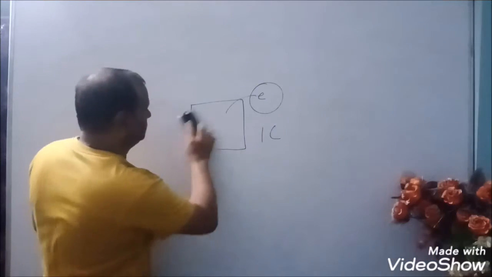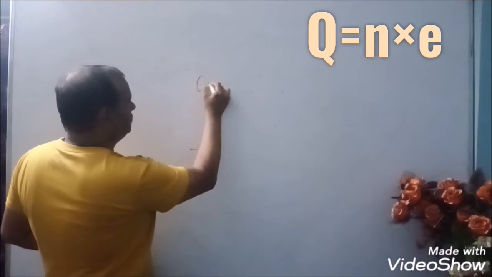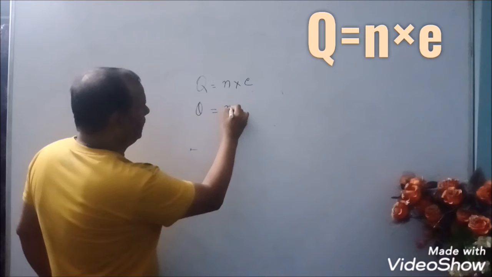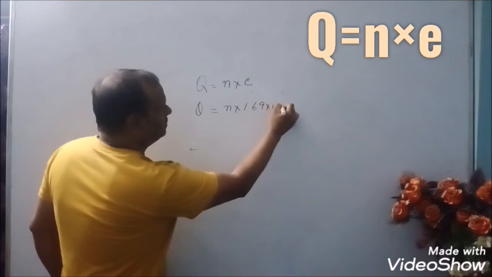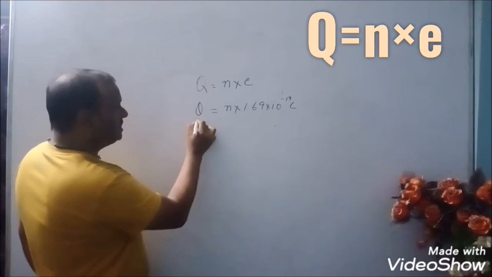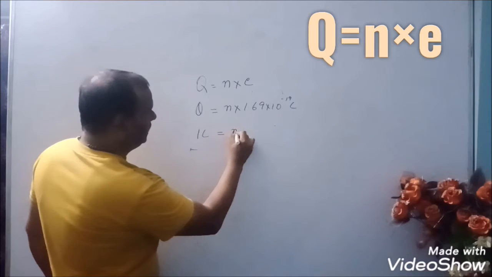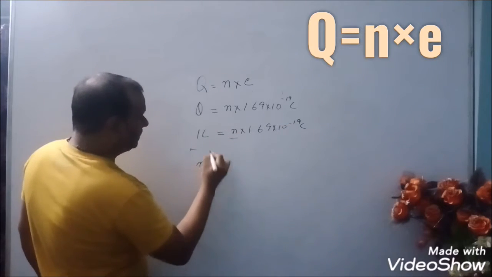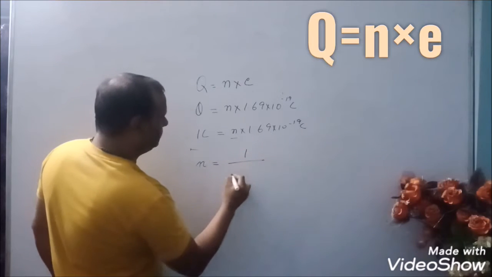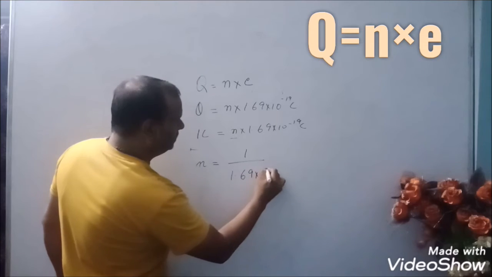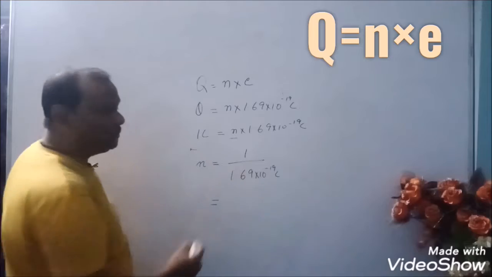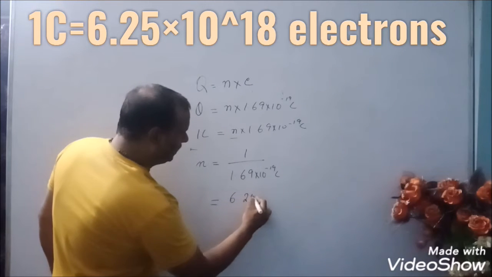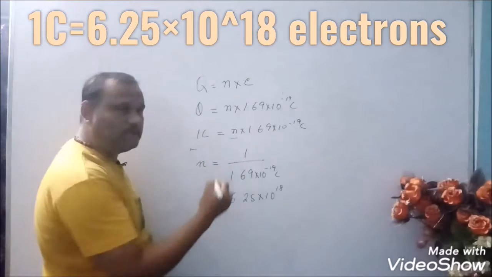Now we know the formula, Q equals N into E. Q equals N into 1.6 into 10 to the power minus 19 C. Now they are asking us for 1 coulomb, so it will be N into 1.6 into 10 to the power minus 19 C. To find N, the number of electrons, we do 1 divided by 1.6 into 10 to the power minus 19 C. If we do the division, we find that the value is 6.25 into 10 to the power 18 electrons.